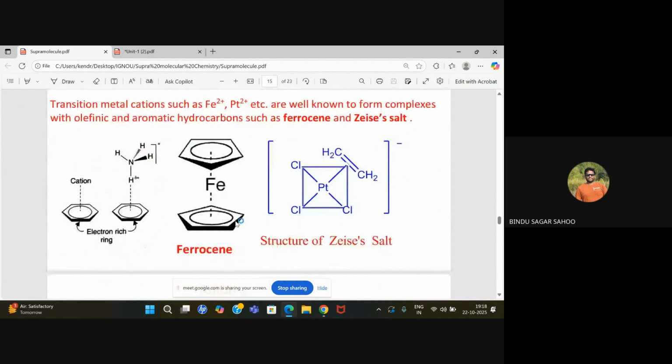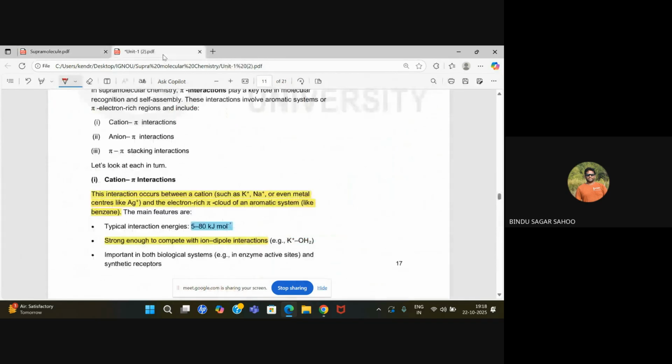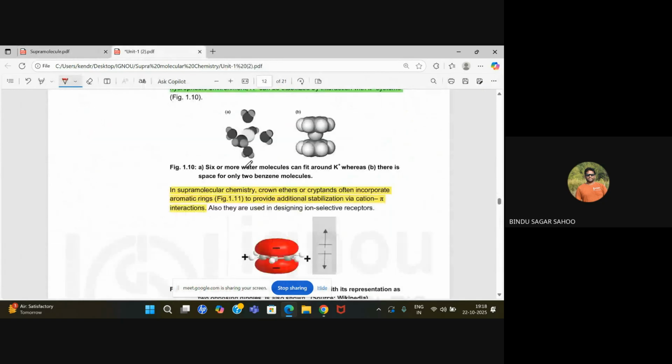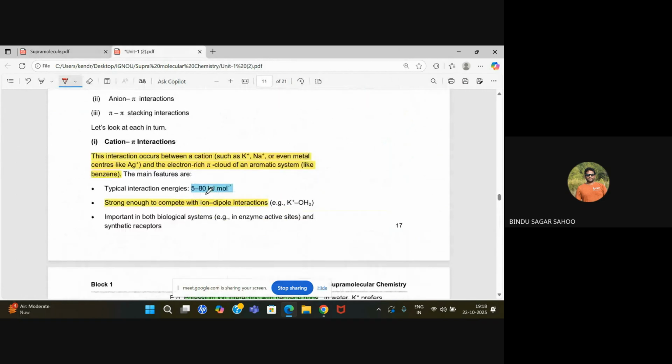You can write all these types of examples. They are not exactly available in your book, but you can find them on Google or other internet sources also.